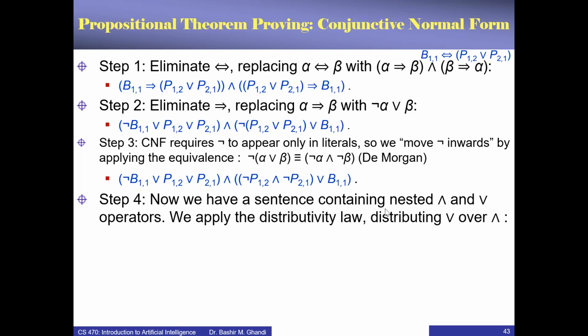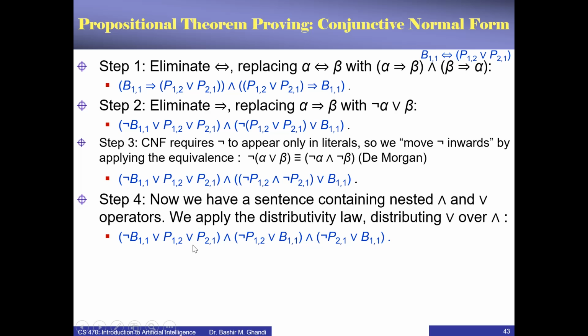The last step is to do a distribution on this OR, because we want to eliminate this AND. Remember, for a clause, all the terms must be in terms of ORs. So an AND of ORs, this is what we want. So if you distribute these ORs, that's what it's saying here, step 4. Now we have a sentence containing nested AND and OR. We applied the distributivity law, and if we do that, this is what we have.